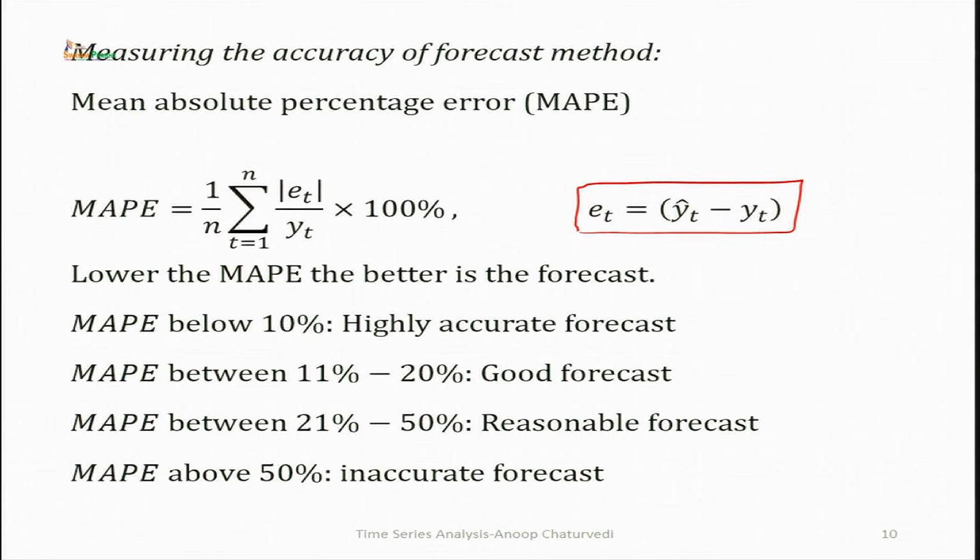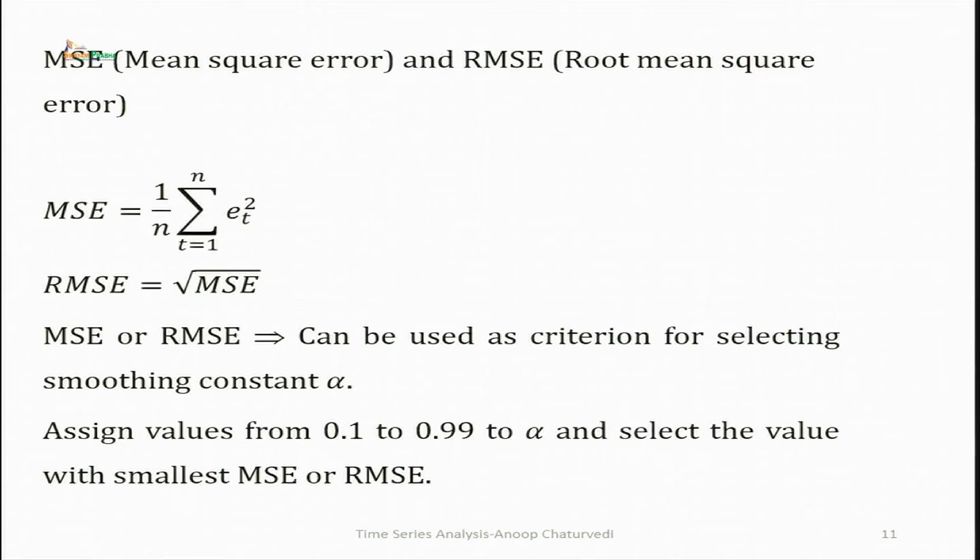A MAPE between 11% to 20%, this is just a general criterion, is a good forecast. Then MAPE between 21% to 50% is an indication of reasonable forecast, and MAPE above 50% is an indication of inaccurate forecast. Two more measures are mean square error and root mean square error. We define mean square error as 1 upon n summation t equal to 1 to n E t square.